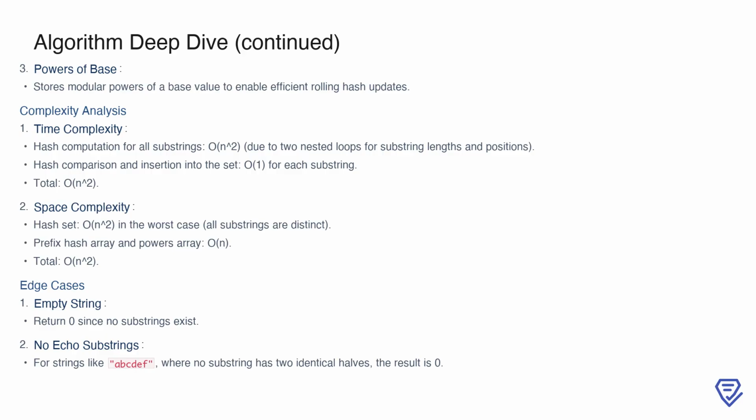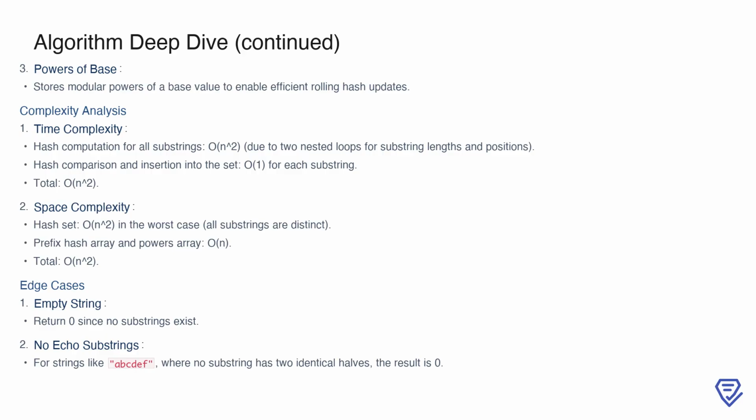This allows us to calculate the hash of any substring in constant time, even as the sliding window moves. The time complexity of this algorithm is primarily determined by the two nested loops for substring lengths and positions, resulting in O(n squared). Hash comparisons and set insertions, however, occur in constant time. Thus, the overall complexity is O(n squared).